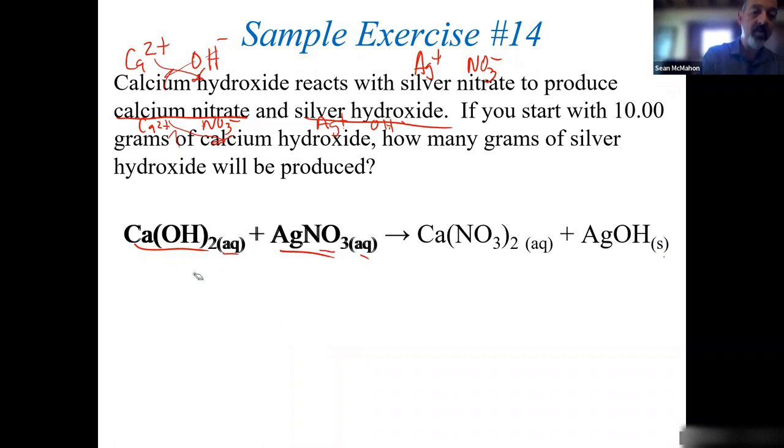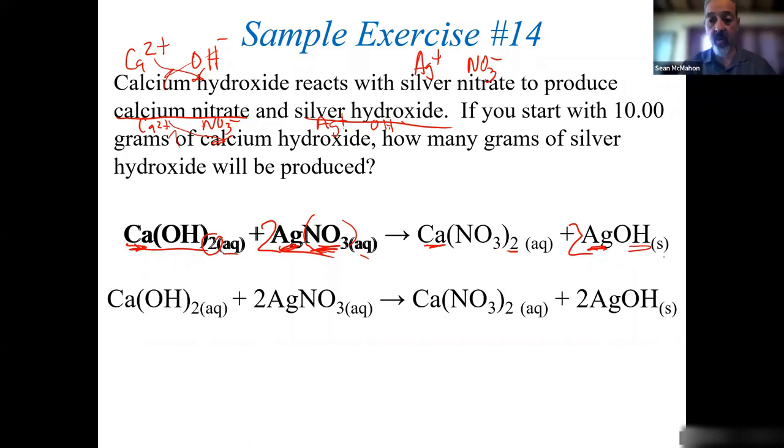So now that I have the correct formulas, I need to balance it. Who do I balance first? Metals. 1 calcium on the reactant side, 1 on the product. 1 silver, 1 silver. Good. Then I have 1 nitrate on the reactant, but 2 over here, so I need to put a 2. Uh-oh, I put a 2 in front of the silver, I got to put a 2 here. Uh-oh, there's 2 hydroxides. Oh, wait, I'm balanced. So now I have my balanced equation.